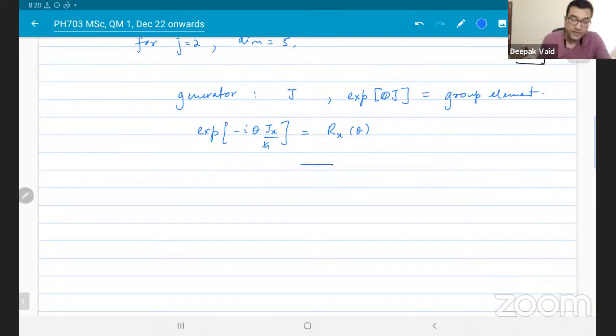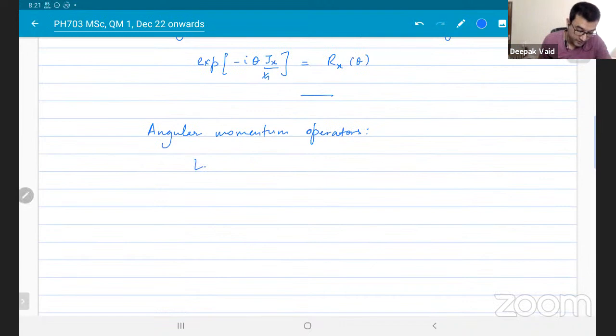All right. Now, today I'll talk about something that I had shared in a PDF with you yesterday, right? So now we have these angular momentum operators that we have discussed earlier, Lx, Ly, and Lz, where L is equal to r cross p, right?